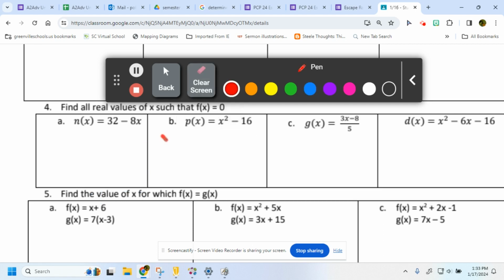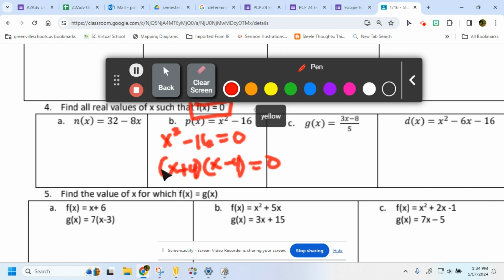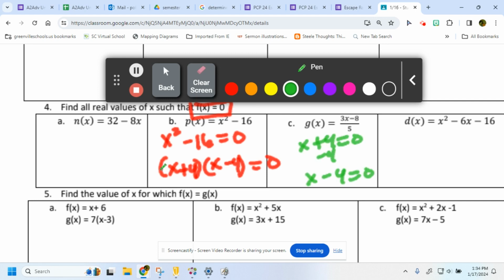Next here, you're going to set this equal to 0 again. Make sure that you understand it's in the direction that f of x equal to 0, okay? Here you can factor them. Two numbers, when you multiply them, gives you negative 16. When you add them, gives you 0. It's x plus 4, x minus 4. Set them equal to 0 for both of them. It will be x plus 4 equals 0, and x minus 4 equals 0. Minus 4 on both sides. This will be x equals negative 4. Add 4 on both sides there, x equal to 4.